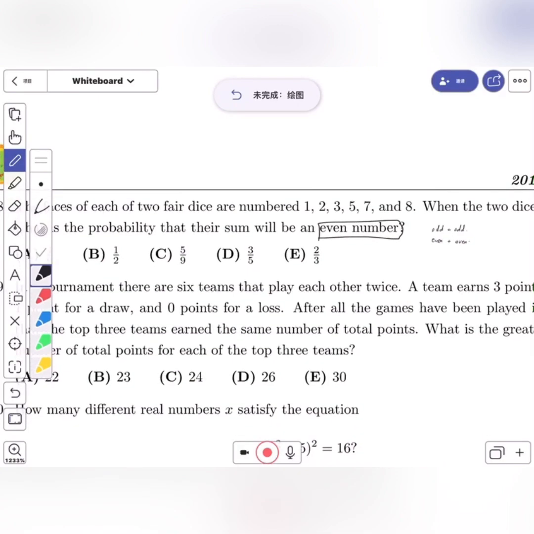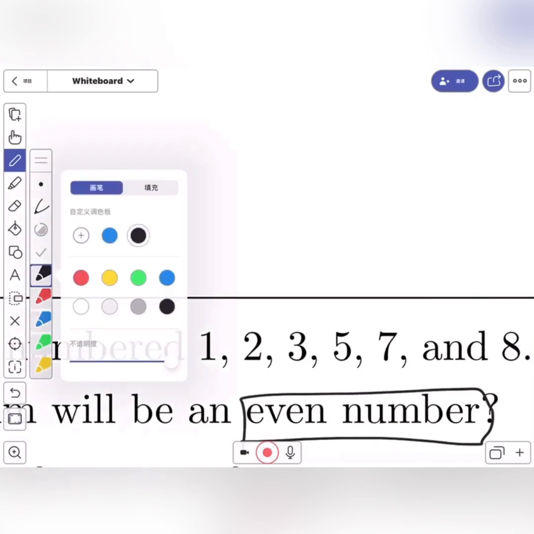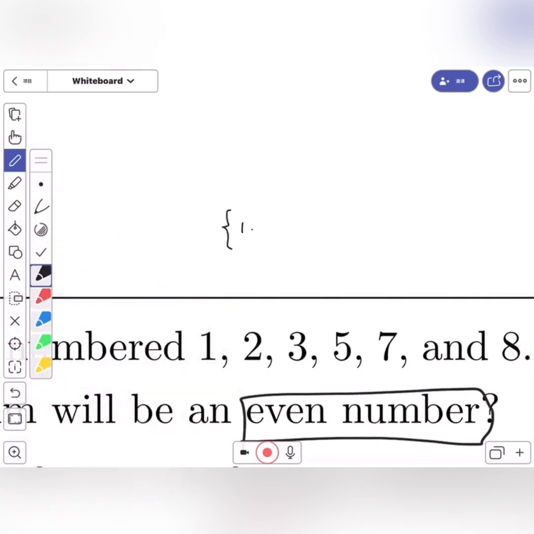So now, how many even numbers are there? Well, the even numbers are 2 and 8. And the odd numbers are everything else, which is 1, 3, 5, and 7.